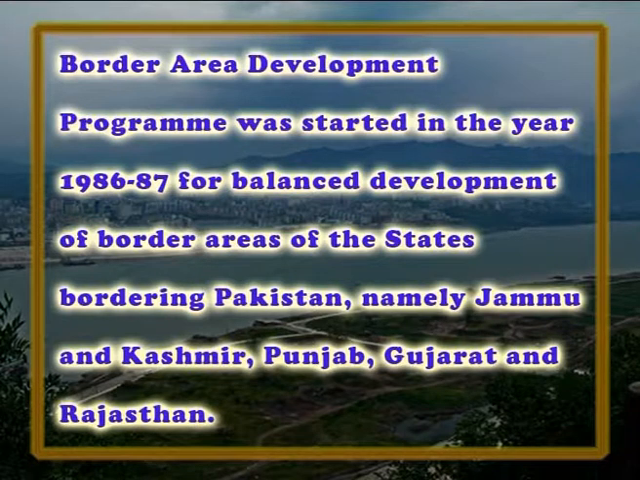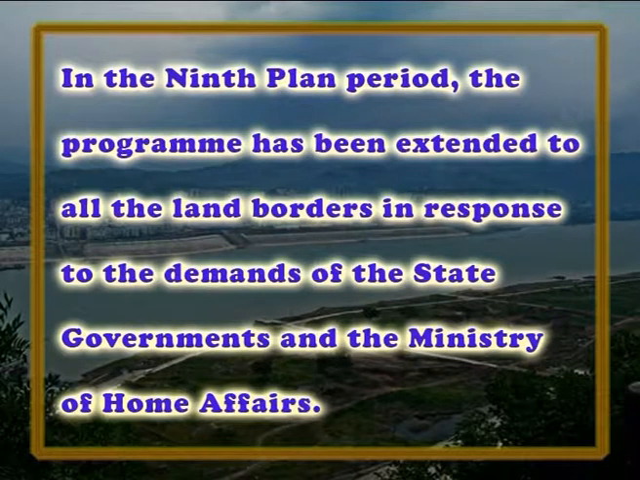Next is border areas. Border area development program was started in the year 1986 and 87 for balanced development of border areas of the states bordering Pakistan, namely Jammu and Kashmir, Punjab, Gujarat and Rajasthan. During the 8th plan, the program was revamped and its coverage was extended to the states on the eastern border with Bangladesh. In the 9th plan period, the program has been extended to all the land borders in response to the demands of the state governments and the Ministry of Home Affairs.